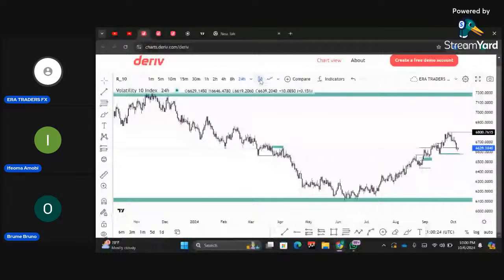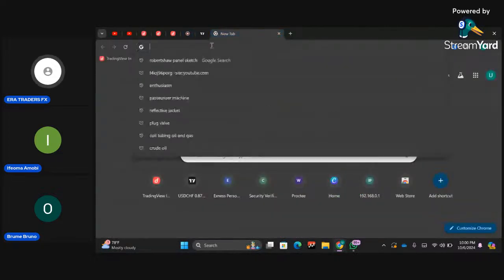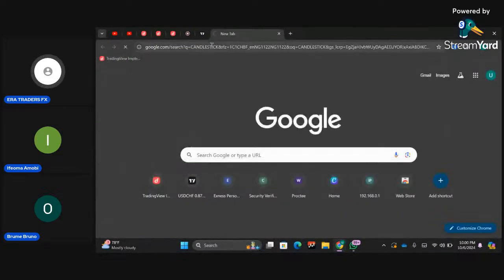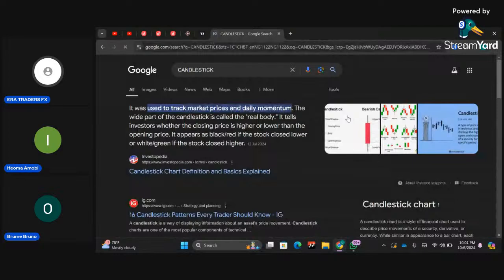Let me see if I can get a better definition for what a candlestick is, then we'll dive into the details. So a candlestick is a style of financial chart used to describe price movements. Like I said, it just describes price movement. Let me use Google to show you the open and the close. Even I wanted to use my chart, but let me just use this.